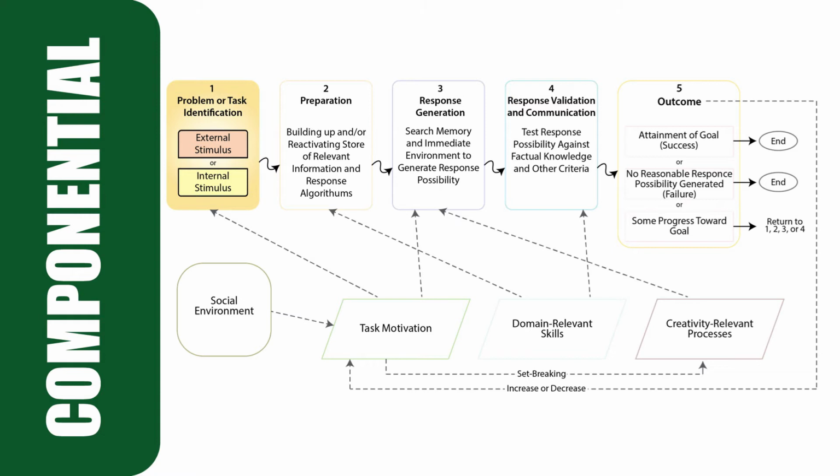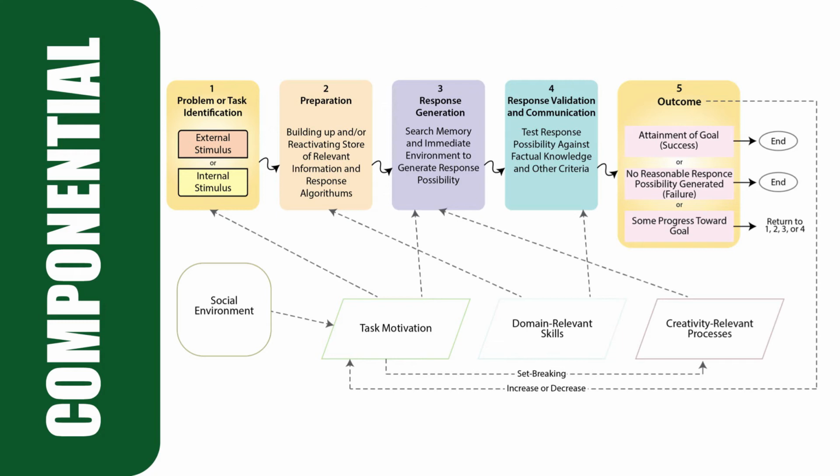The first step is problem or task identification, similar to empathize from the D school. The second is preparation, right? Building up and/or reactivating a store of relevant information. The third is response generation, so searching your memory and immediate environment to generate response possibilities. Fourth is response validation and communication, so you test your responses against the criteria you have set up. Finally, you have the outcome.